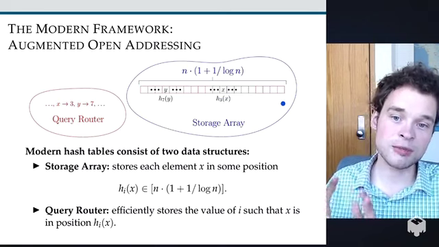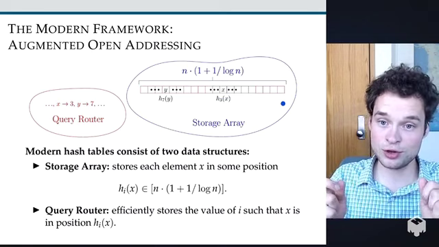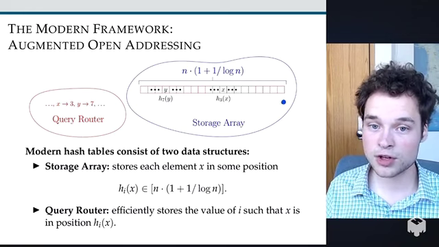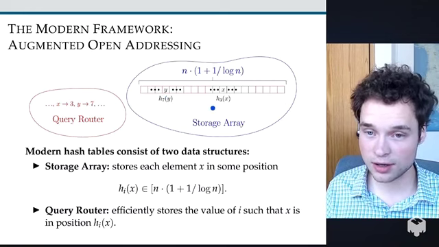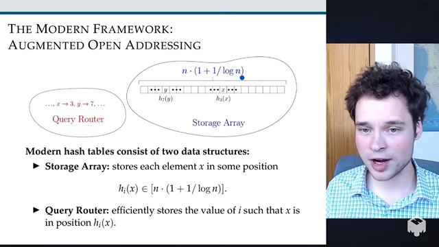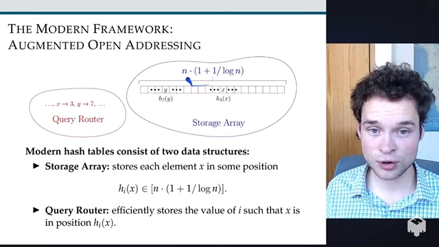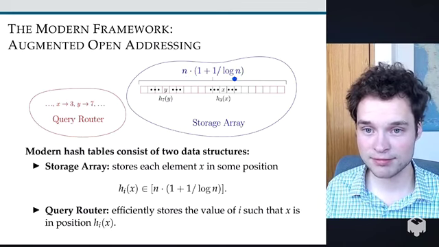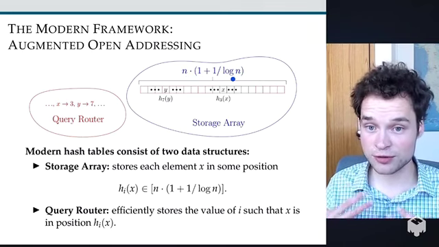And it turns out there's a little bit more magic going on where you manage to take off some of the bits of each key. But just think of the storage array as being the array in which the keys are stored. And you make the storage array be only a little bit bigger than the number of keys that it's going to store. So n times 1 plus 1 over log n slots. So this makes sure that our storage array is really space efficient.